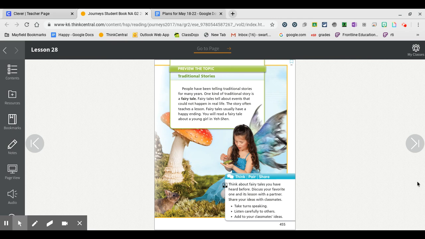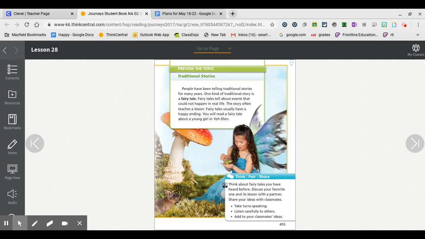This week we will be reading and learning about traditional tales. People have been telling traditional stories for many years. One kind of traditional story is a fairy tale. Fairy tales tell about events that could not happen in real life.